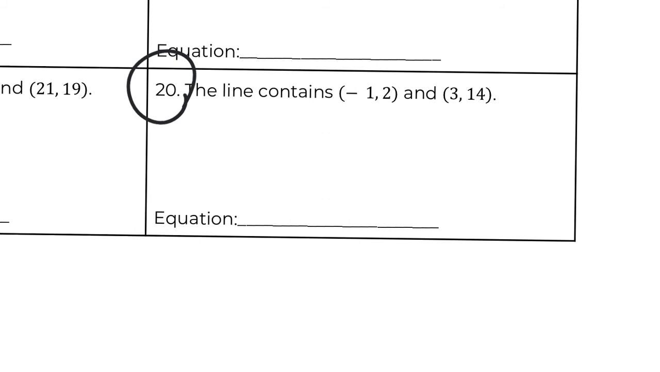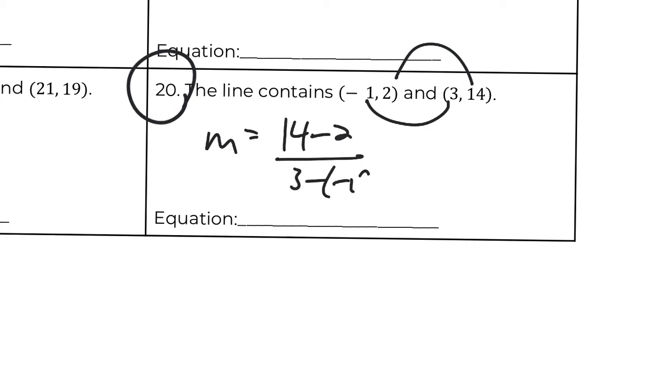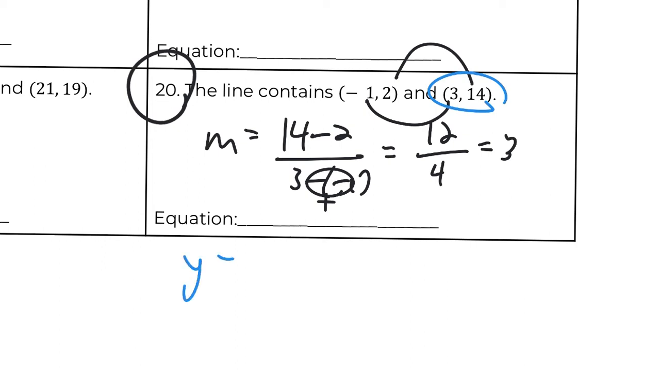Here are the 2 points. Got to find the slope, change in y over change in x. So that's 14 minus 2 over 3 minus a negative 1. That gives you 12 over, this is plus, so this becomes 4. The slope's 3. Okay, now I'm going to choose one of the points. So I will choose this point right here, and I'm going to plug into y equals mx plus b to solve for b. So in this case, 3 is my x, 14 is my y.